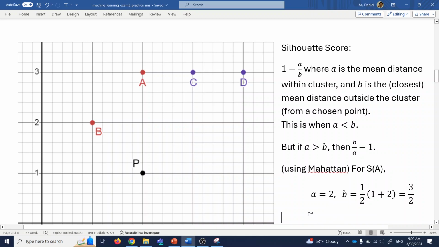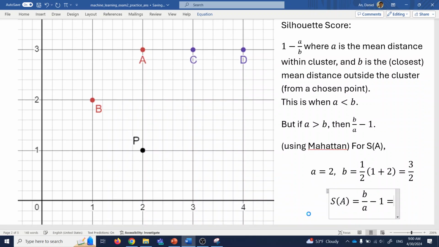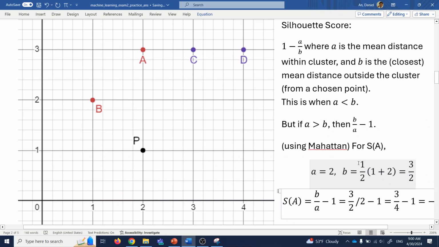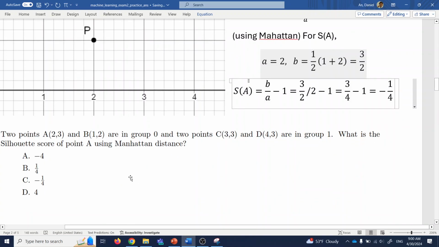So now we have S of A equals B over A minus 1, which is equal to 3/2 divided by 2, okay, minus 1, so that's going to be 3/4 minus 1, which is -1/4, and therefore, when it's -1/4, the answer is C, okay.